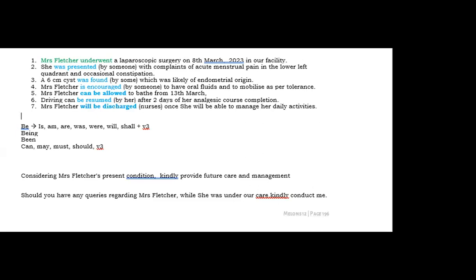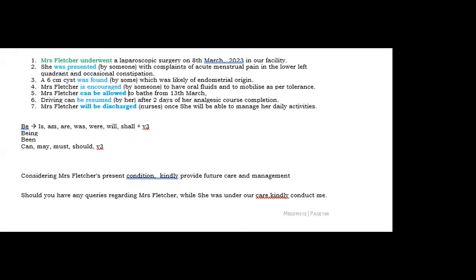So, passive voice means this one basically, where an action is done by somebody else. That means there are two people. Mrs. Fletcher will be discharged. On one side, nurses to discharge her. On the other side, the patient to be discharged. On the one side, driving can be resumed by her. She is on the other side and she can resume driving. See, driving can be resumed. She can resume driving.